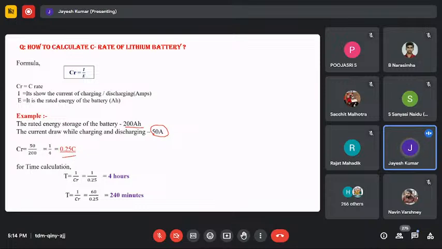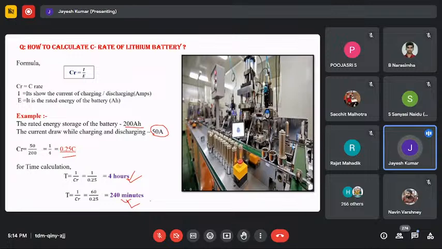Where I want to check the battery time in calculation, you have to use 1 by CR. T is equal to 1 by CR, and if you want it in minutes, you have to use 60 by CR. So this battery's C rate of 0.25 means it takes 4 hours, and in minutes it takes 240 minutes. This is one of the manufacturing details where the company already brands the C rate at the time of manufacturing, indicating how efficiently the battery discharges.